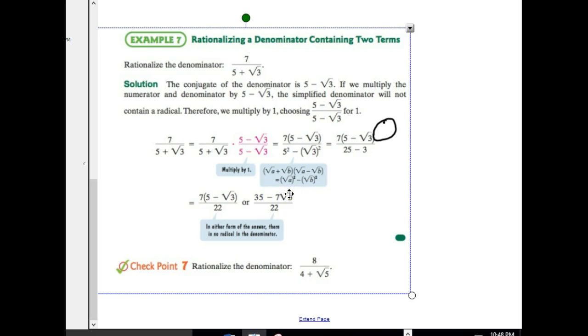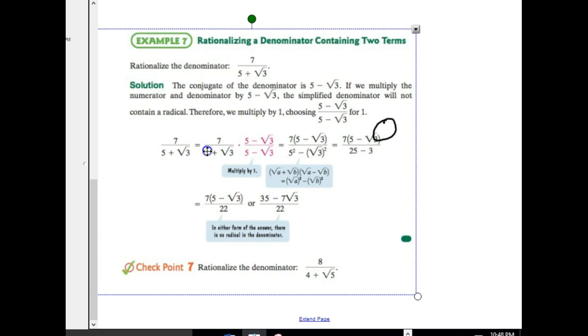Now, on the bottom, when you multiply the 5 plus square root of 3 times the 5 minus square root of 3, you have to do what we call the FOIL method. So it's 5 times 5, or 5 squared. Then you've got 5 times the square root of 3 with a minus in front of it, so that's minus 5 square roots of 3. Here, though, you have plus 5 square roots of 3, and those end up canceling each other out. So that's why you don't see them here in the problem at all.